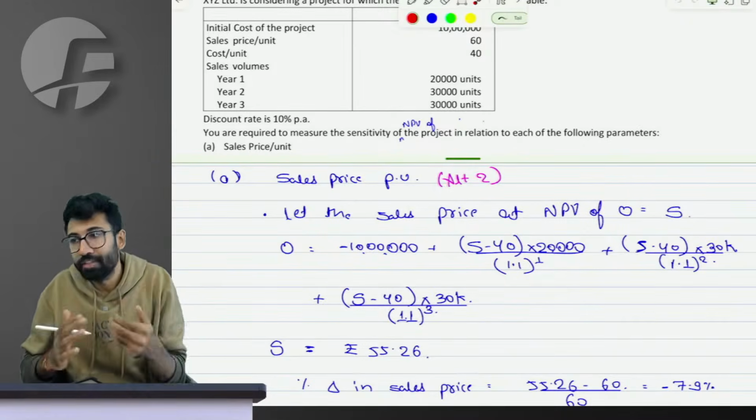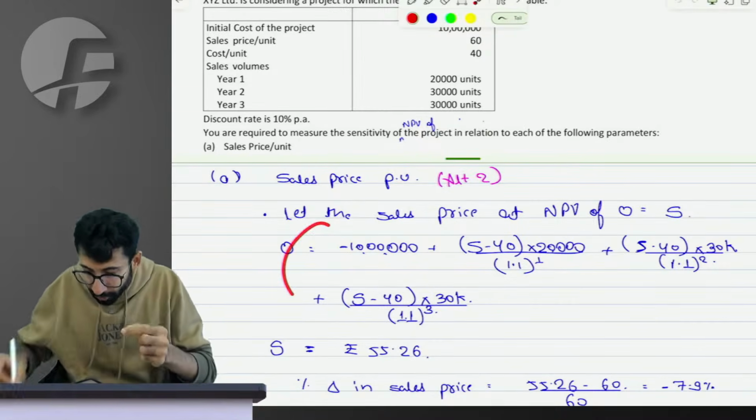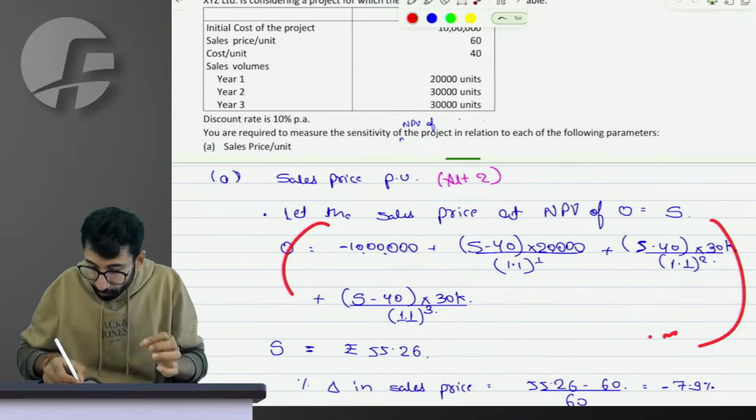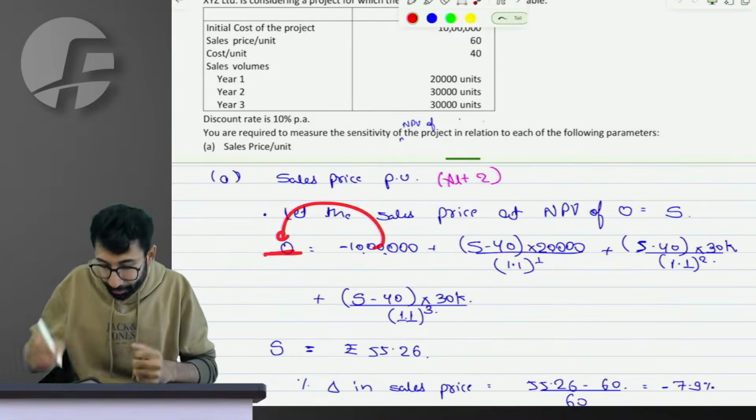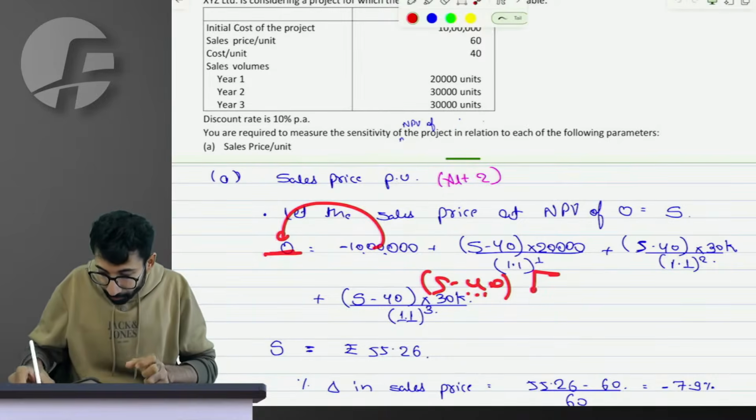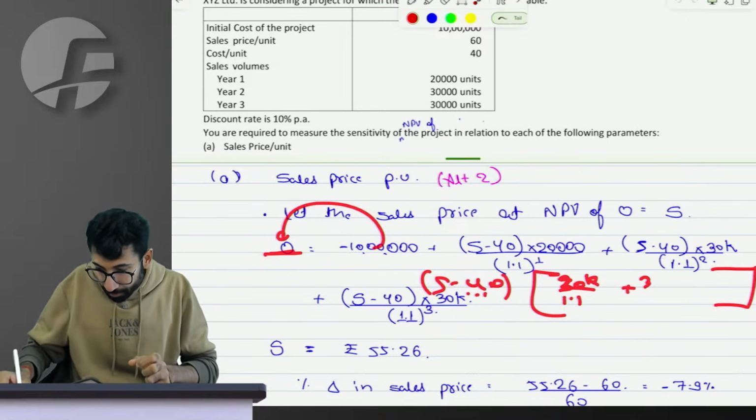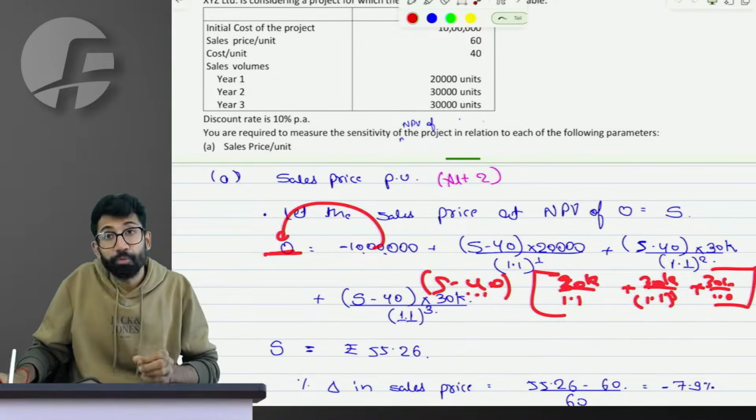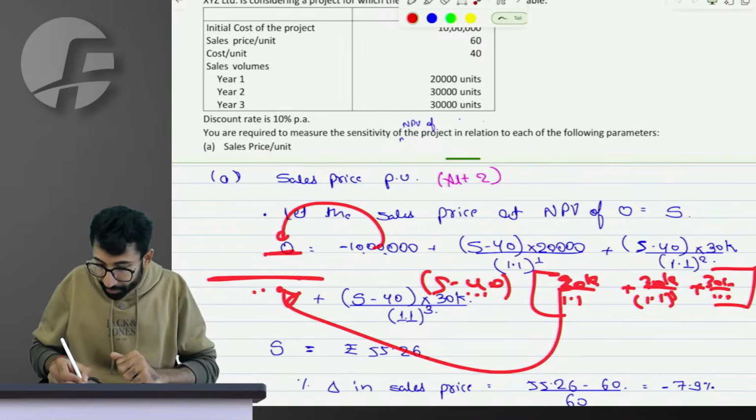Let's not, the objective is I didn't want to waste time doing the calculation in the class that you can practice on your own. The objective is to focus on things which you cannot do, which is understanding and explaining. I'm just trying to give you a way to solve it. 1 lakh comes to the left, it becomes a positive number. S minus 40, you take out as a common number, multiplied by 20k divided by 1.1 plus 30k divided by 1.1 square plus 30k divided by 1.1 cube. Whatever you get, you send it here to the denominator.